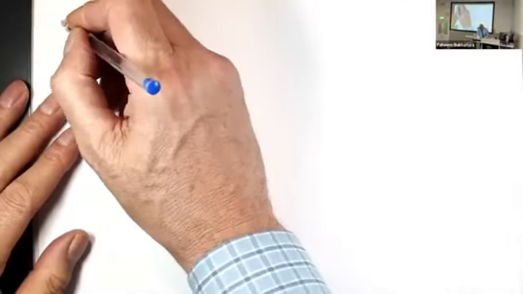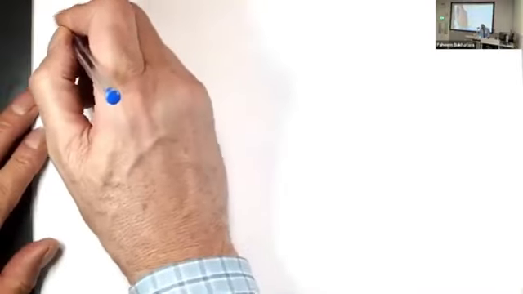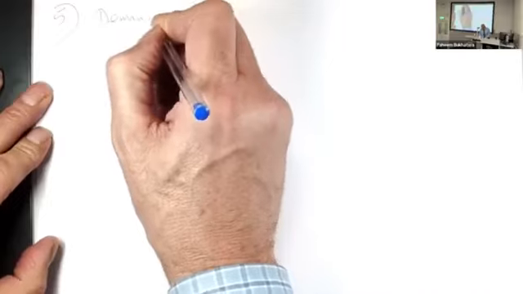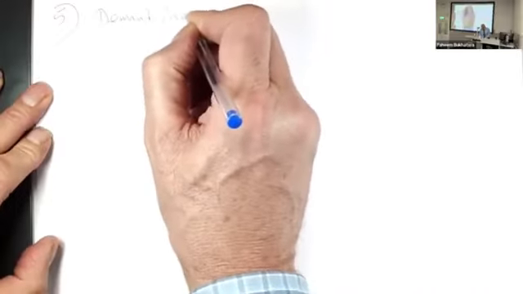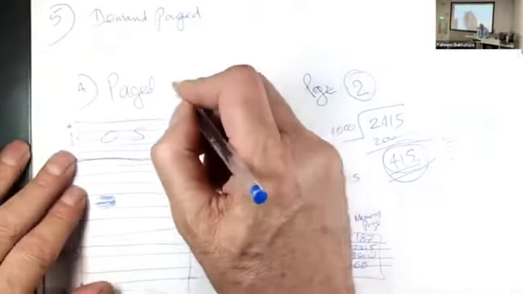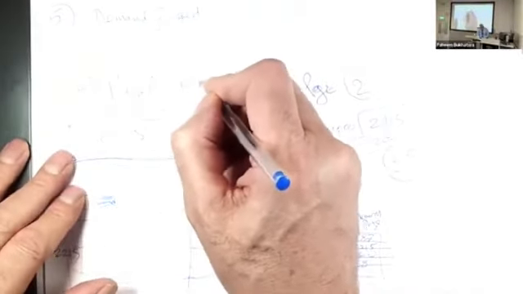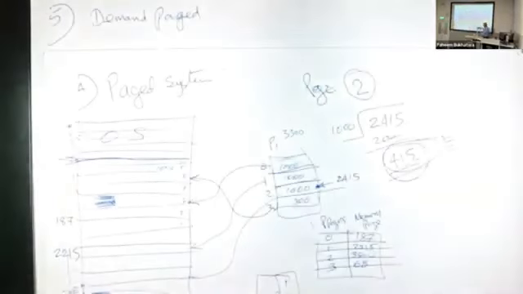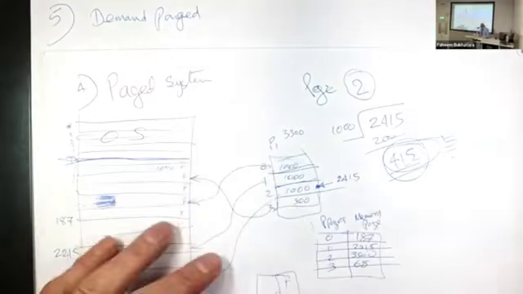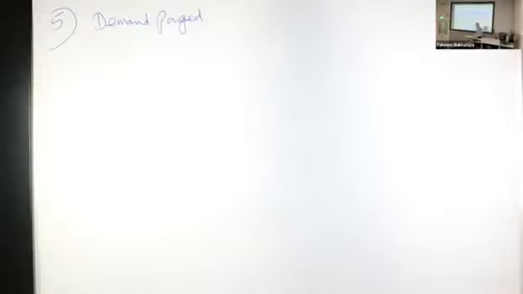So this is the last system we'll talk about, which is number 5. It's called demand paged. The last system was called the paged memory management system. That means just basically pages. Divide your memory into pages and use them. Give every program as many pages as it needs. The next one is called demand paged. Demand paged means only give pages as needed.